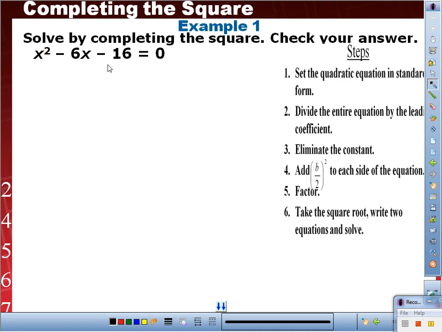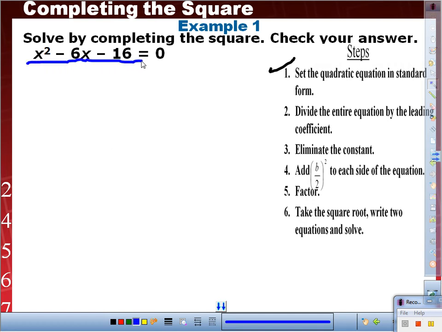Is it in standard form? Yes. Check. That's done. Step 2, divide the entire equation by the leading coefficient. What's my leading coefficient here? 1. Remember last semester when I asked you for polynomials to find the leading coefficient? That was for this purpose. A lot of the practice went in there. The leading coefficient was 1, so I'm going to divide by 1. What do I have left? x squared minus 6x minus 16 equals 0.